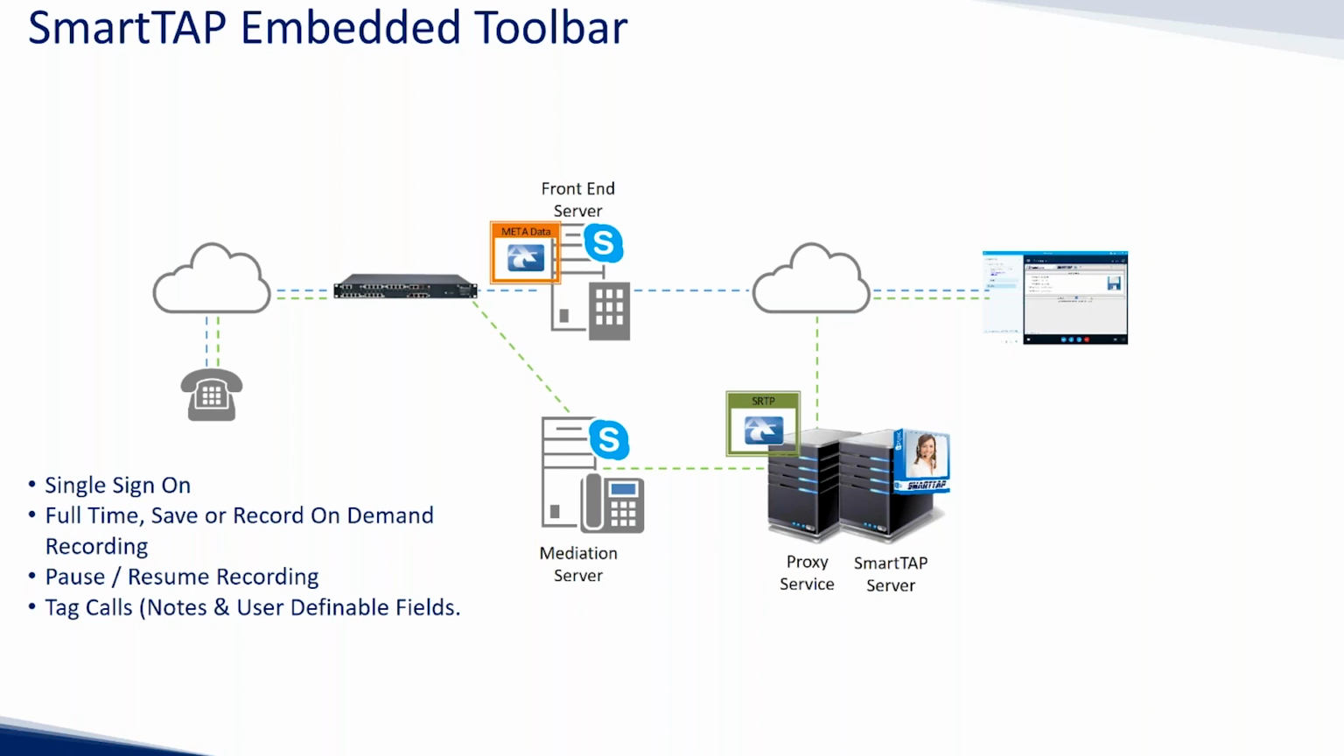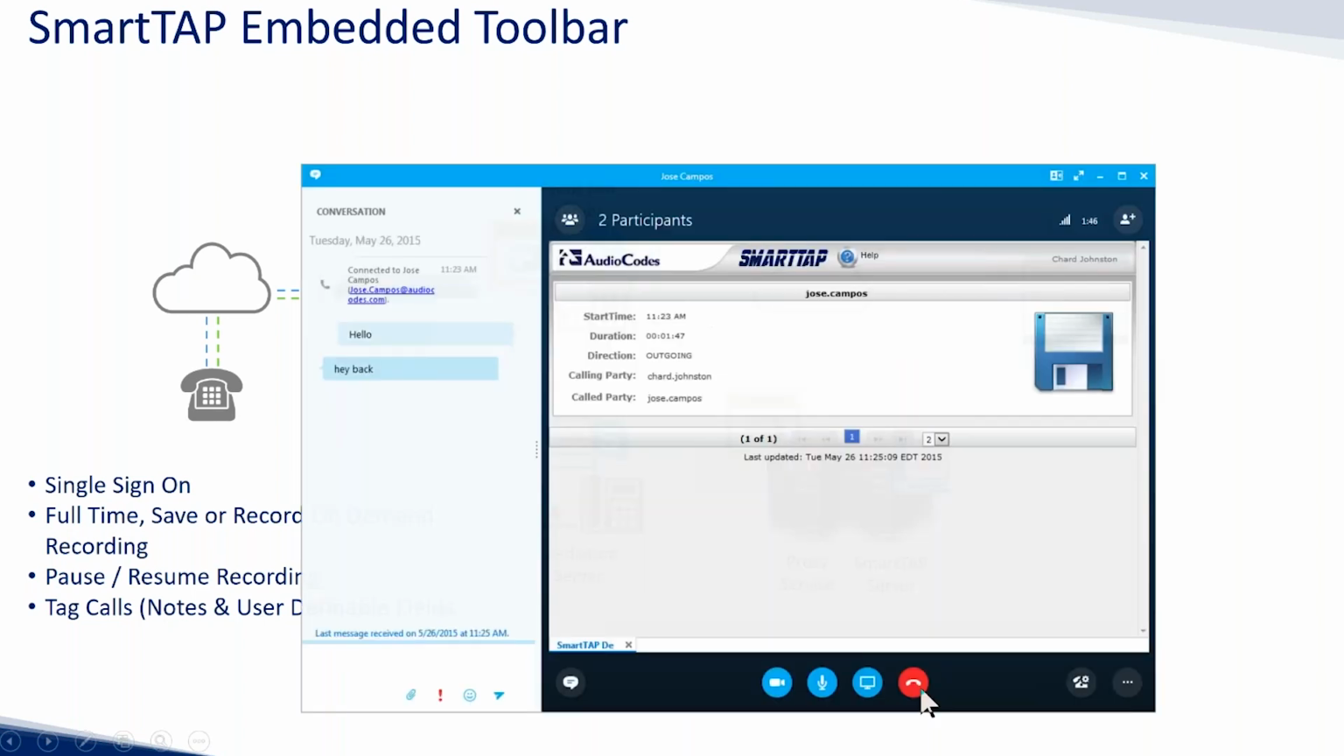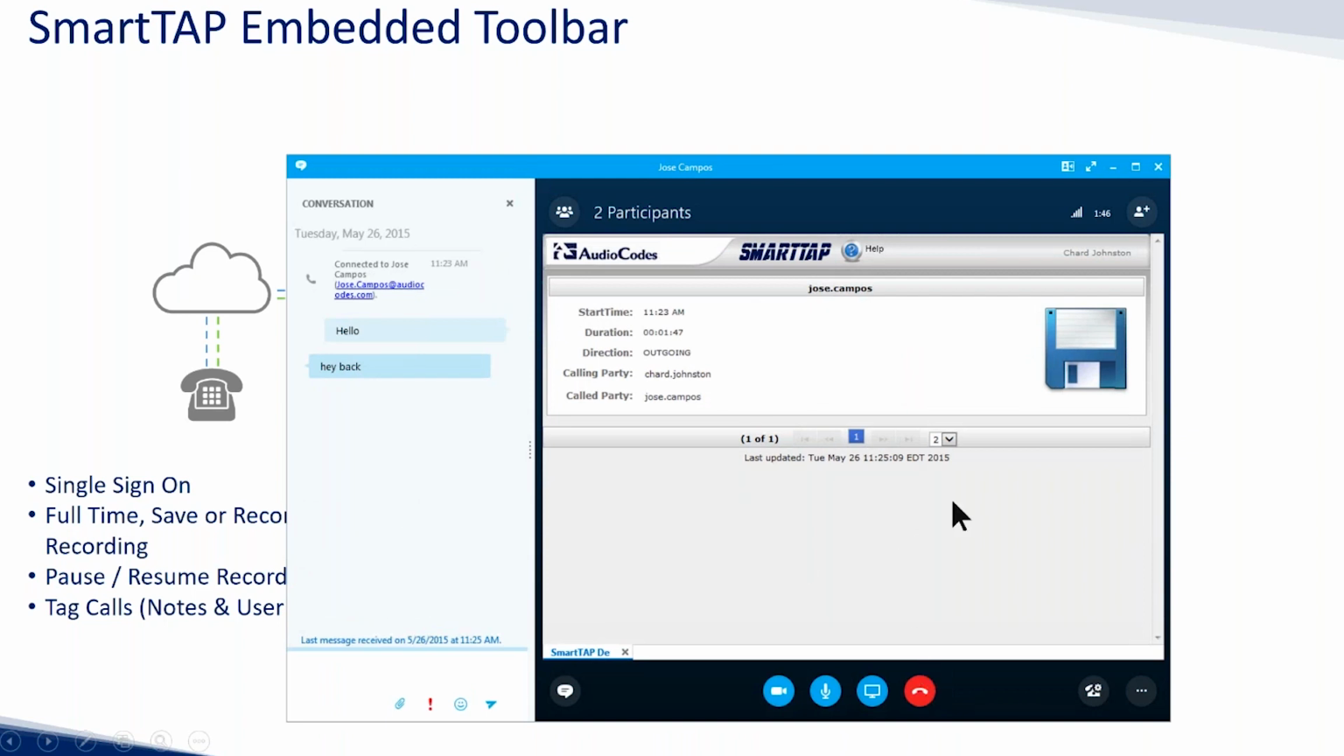If you can hit the slide again. So you'll see the toolbar pop up with the conversation that's occurring. This is a live conversation on Skype for Business. On the bottom, you'll see that you have video option, mute, share screen, or hang up on the call. On the left side, you'll see texting. The SmartTAP portion of it, you'll see a floppy disk. And if you click on that floppy disk, what happens is you start recording the call.